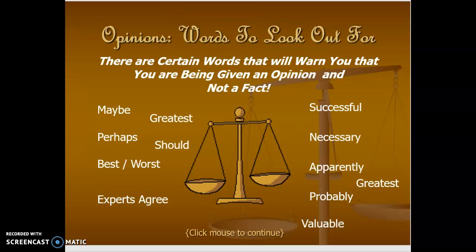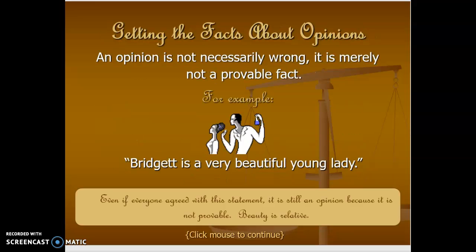Okay. You want to look out for words like maybe, greatest, best, worst, successful, necessary, probably, valuable, should not. And you want to be careful with "experts agree" as well, because experts don't agree on anything, quite frankly. All of these will warn you if you read carefully that you're being given an opinion and not a fact. Okay? Now, opinions are not wrong necessarily, but they're not provable.